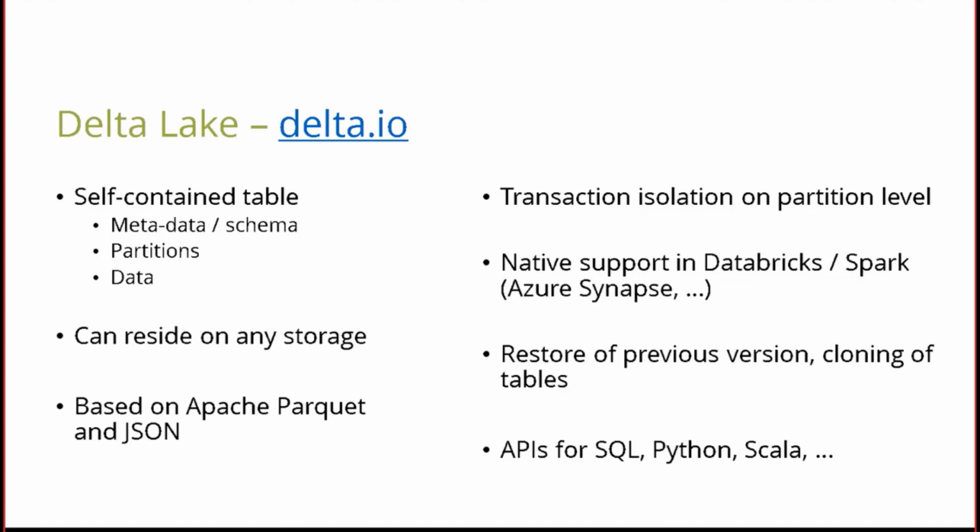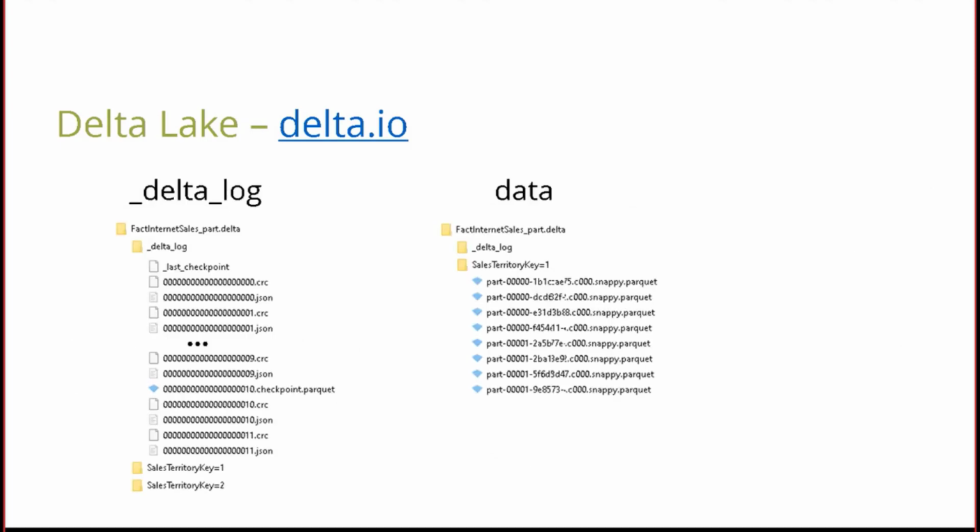So what does a Delta Lake table look like? As I said, it's basically a folder that can reside anywhere. There is one specific subfolder called the Delta log, which contains all the information about transactions. As you can see, it's JSON files, and there is also a Parquet file in there. And you do have the actual data, which is Parquet files again. So it's highly compressed. It's columnar storage.